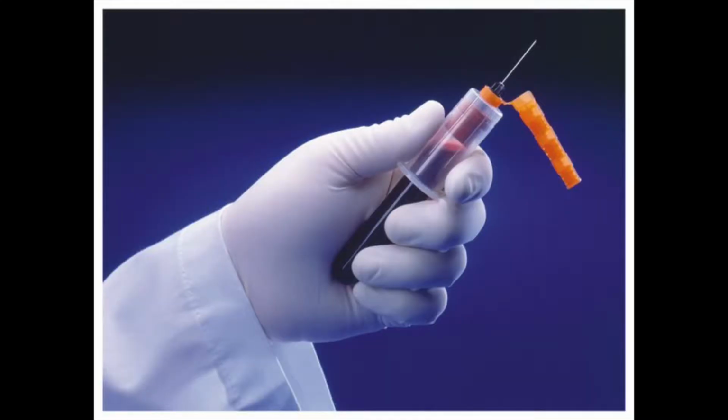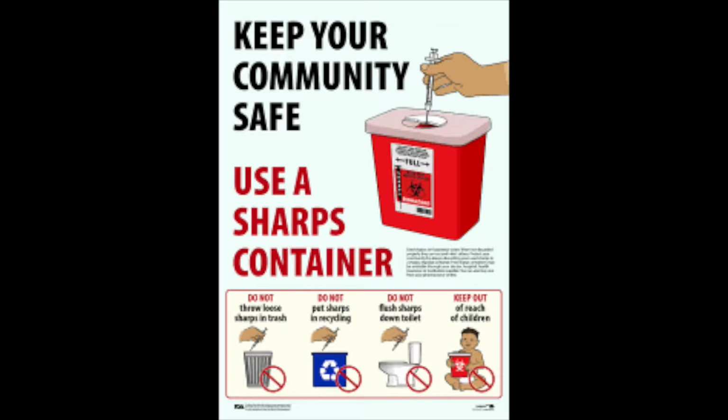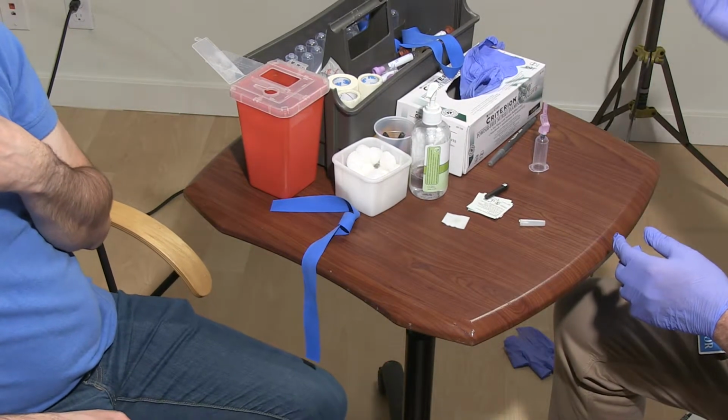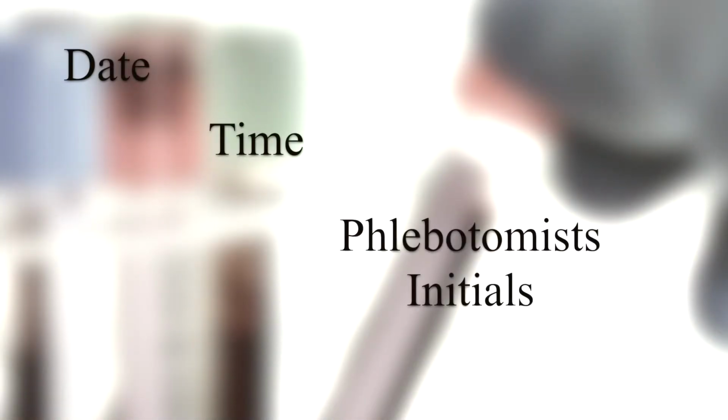The medical assistant safely removes the contaminated needle from the hub and discards the needle in a sharps container. The sample tubes are labeled with the date, time, the phlebotomist's initials, and applies a lab report label that contains patient name and date of birth and lab requisition serial number.